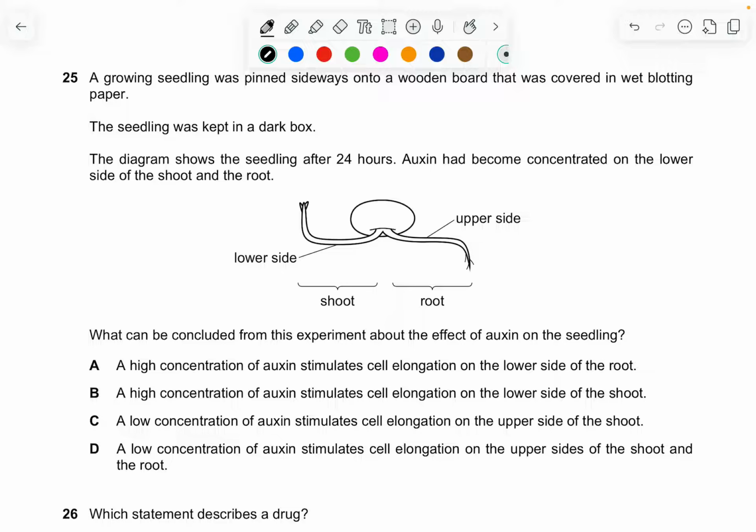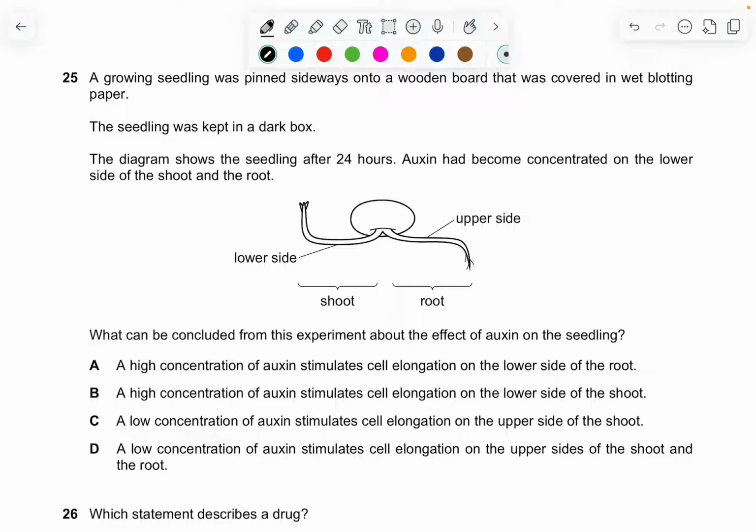Okay, question 25. A growing seedling was pinned sideways onto a wooden board that was covered in a wet blotting paper. The seedling was kept in the dark box. The diagram shows the seedling after 24 hours. Auxin had become concentrated on the lower side of the shoot and the root. So what can be concluded about the effect of auxin on the seedling?